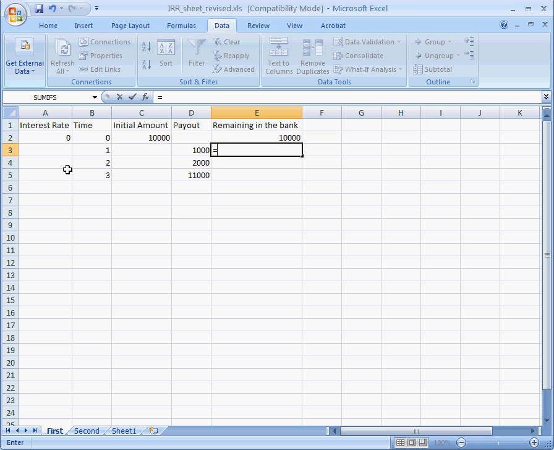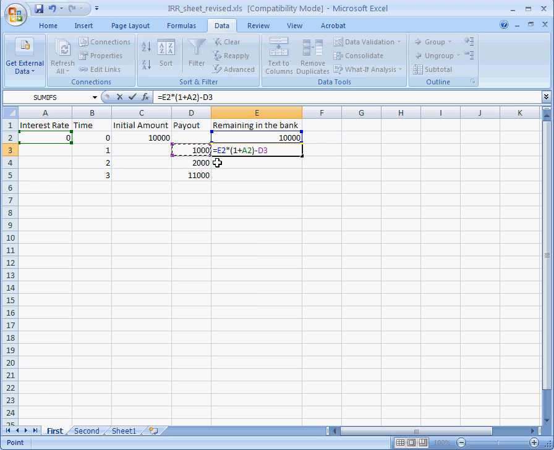So let's deal with that. You'll notice, in E2, I have equals C2. That way, if I change the initial payment, it would change over there in E2, but I want to leave E2 alone. So what I want here in E3 should be E2 times the quantity 1 plus the interest rate. And then I have to subtract back off, so that's the original amount plus the amount of interest minus the amount I'm going to pay out. So that's how much would be left in the bank after this is all said and done.